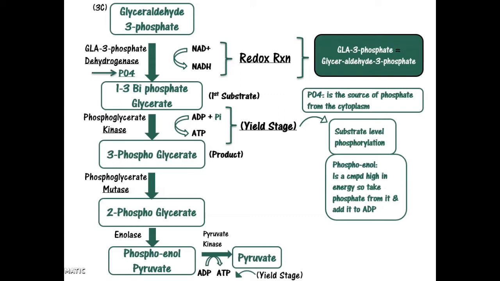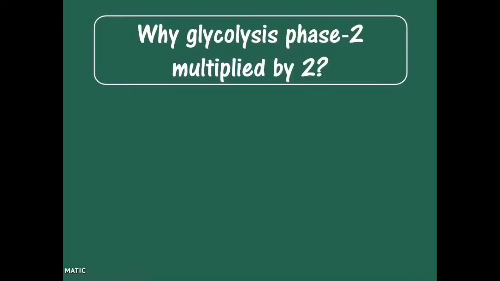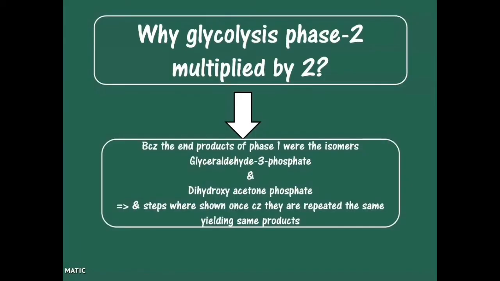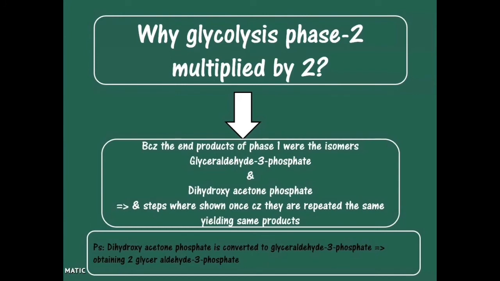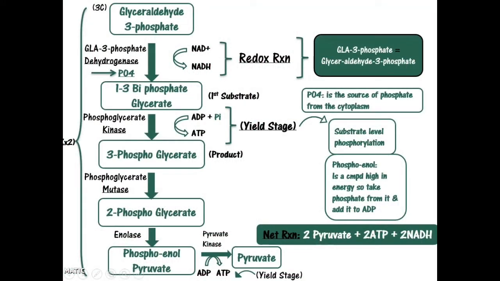So, why do we multiply the glycolysis phase 2 products by 2? Okay, don't forget that at the end of phase 1, we converted dihydroxyacetone phosphate into glyceraldehyde 3-phosphate, which means yielding 2 glyceraldehyde 3-phosphate molecules instead of 1. And the steps shown here in phase 2 represent the conversion of 1 glyceraldehyde 3-phosphate into pyruvate. But instead of repeating the steps twice, immediately we will multiply the products of phase 2 by 2.